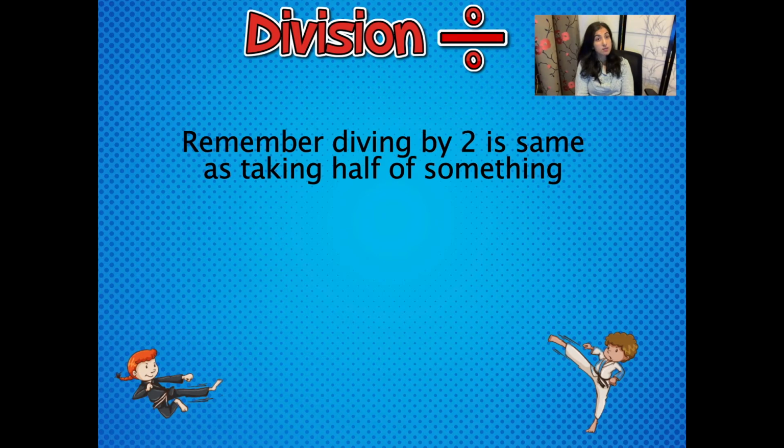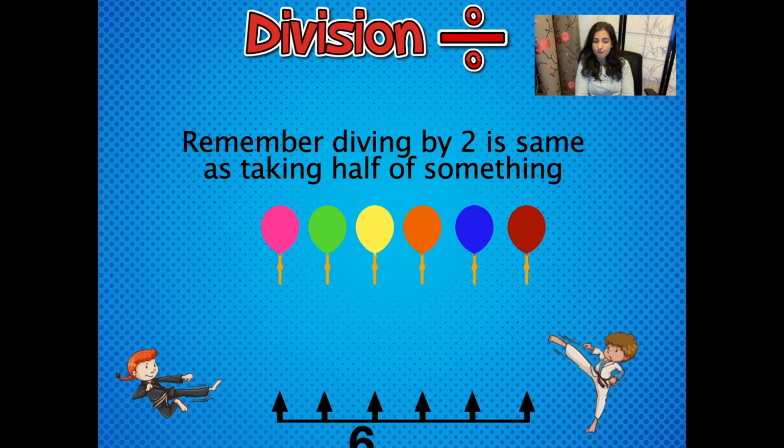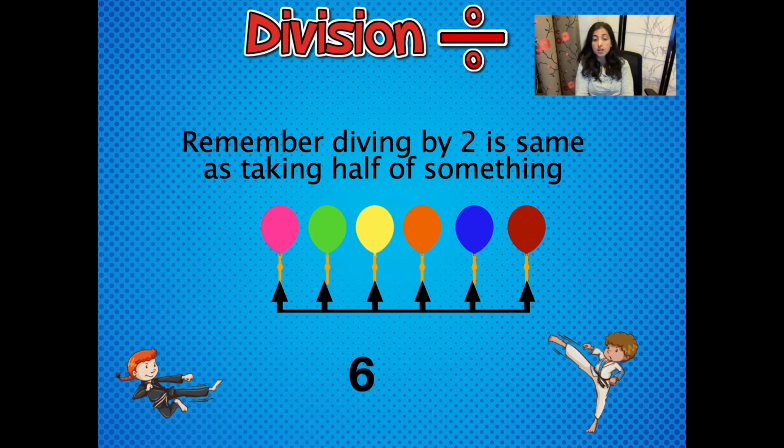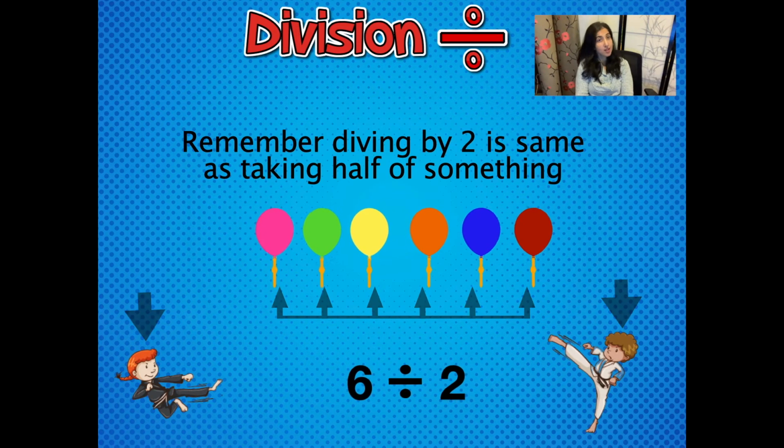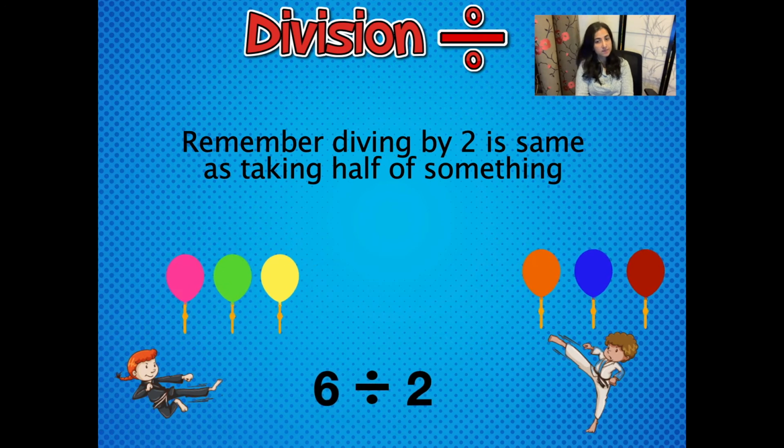Another very important thing to remember is dividing something by 2 is the same as halving it. So here you have 6 balloons. Half of 6 is the same as saying 6 divided by 2. And in this case, 6 balloons divided amongst 2 players gives 3 balloons each. Another way of saying it is half of 6 equals 3.